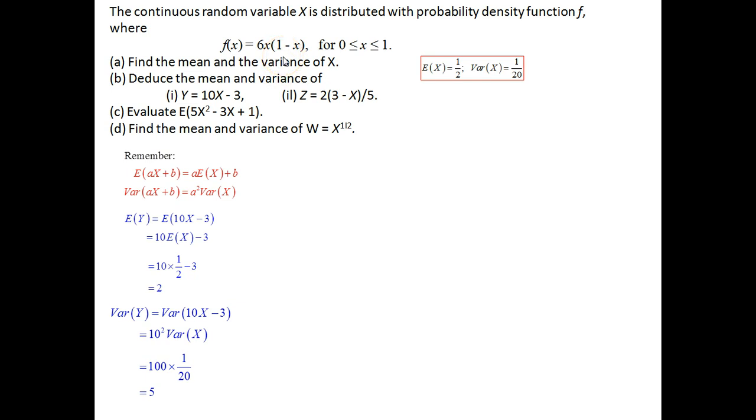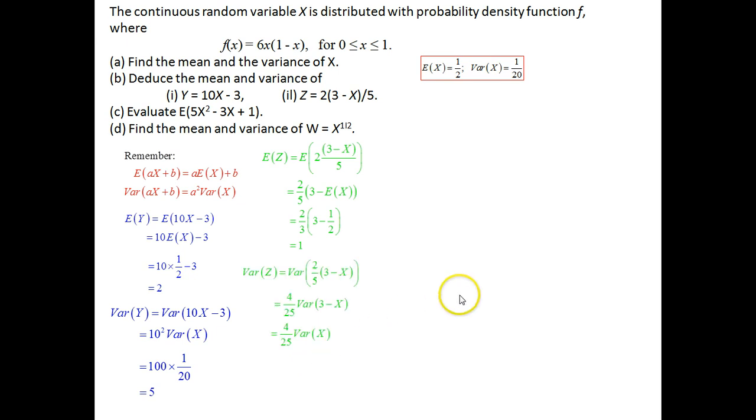Y is a function of the continuous random variable x. Z is another function. So the mean of z is the expected value of this function. 2/5 is a constant, I can take it out. So then I've got the expected value of 3 minus x, which is 3 minus expected value of x. Take half as expected value of x, and I've got 3 minus a half, and then multiply by 2/5, and I get a 1 as the mean of z.